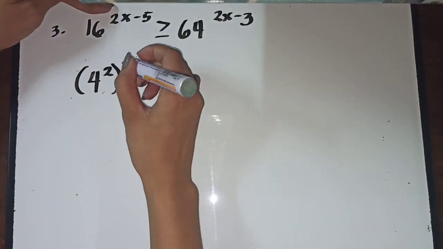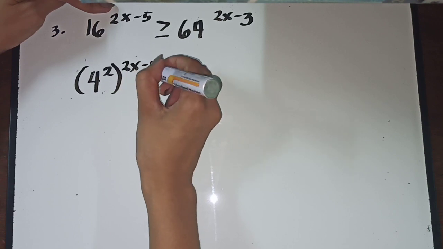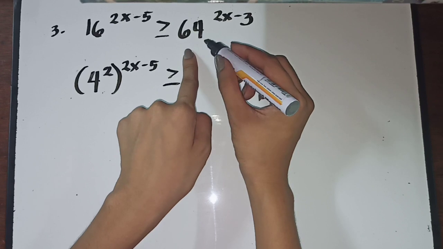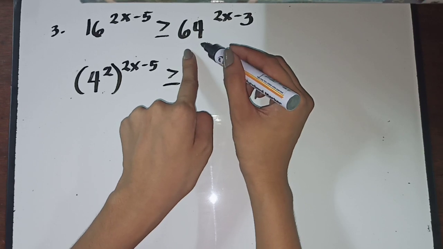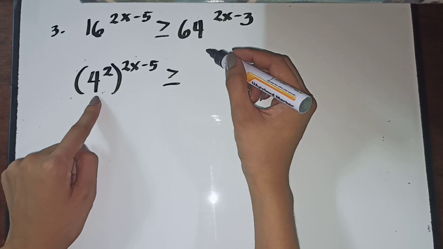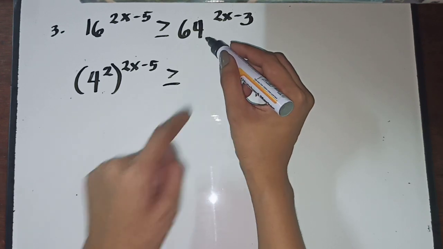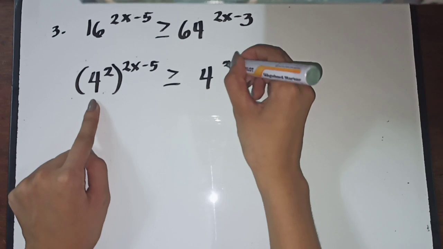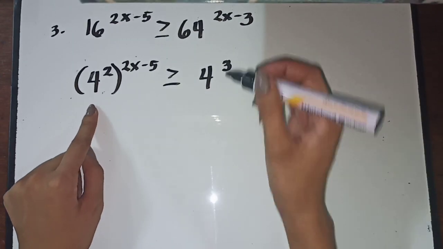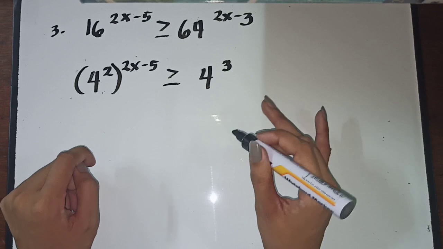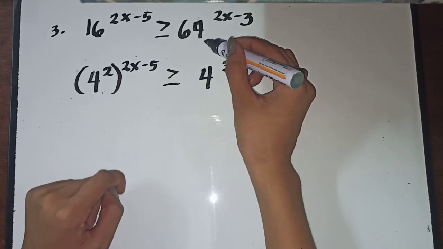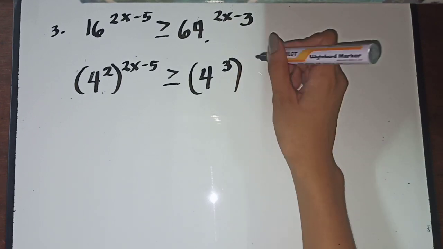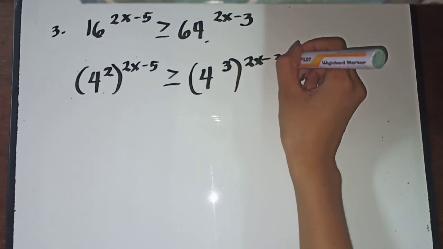Which is raised to 2x minus 5. So, is greater than or equal to. So, ano yung exponential form ni 64 nang mayroong base na 4? So, this is 4 cube. Okay, so bakit 4 cube? 4 multiplied by 4 is 16. Multiplied by 4, so that is 64. And this 64 is raised to 2x minus 3.